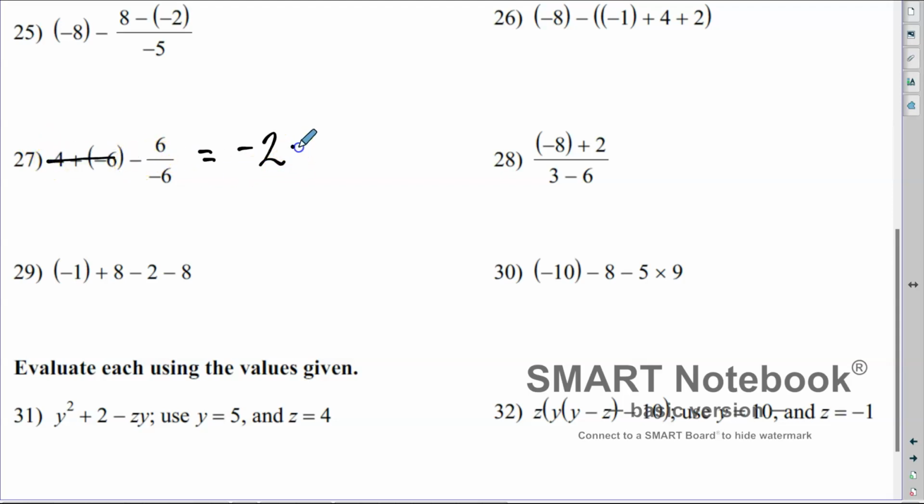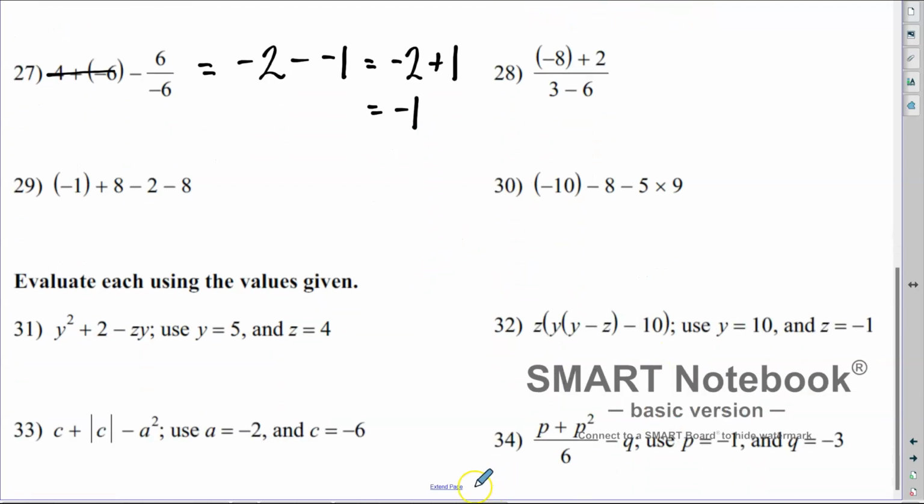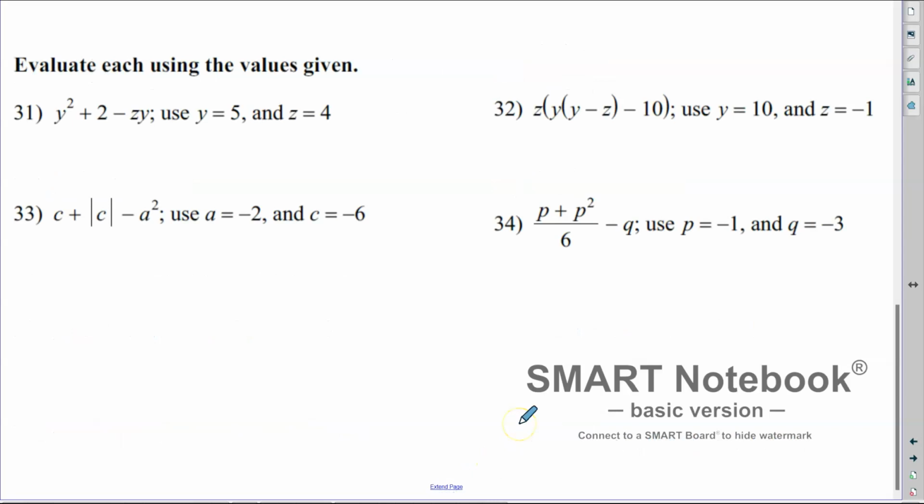And here I have a subtraction. Before I can subtract, I have to deal with this division, right? A fraction is division, so I'm left with negative 1. And that's going to go ahead and produce negative 2 plus 1, which equals negative 1. Okay? So those should be fun to work. And let's come down here to the bottom.